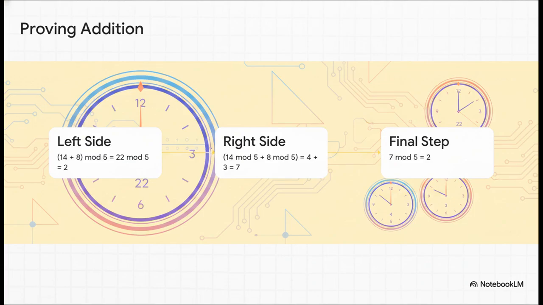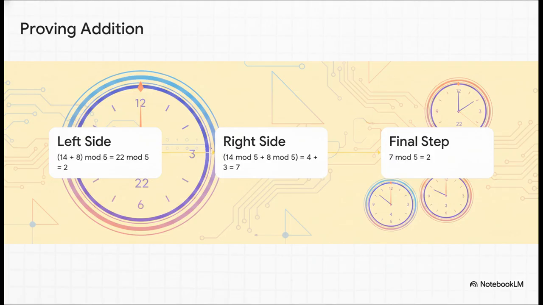Let's solve 14 plus 8 modulo 5. Doing it the traditional way, 14 plus 8 is 22, and 22 divided by 5 leaves a remainder of 2, right? Now, let's use the property instead. 14 modulo 5 leaves a remainder of 4. 8 modulo 5 leaves a remainder of 3. Add those smaller remainders. 4 plus 3 is 7. And finally, 7 modulo 5 leaves a remainder of 2. See? Both methods arrive at exactly the same answer.